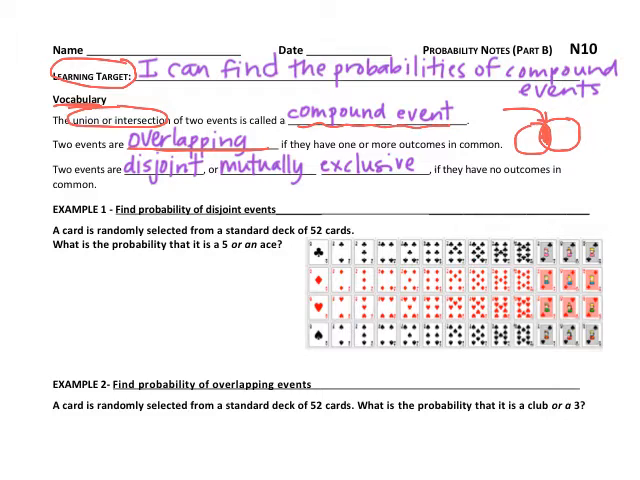And then finally, in our vocabulary section, we want to know what disjoint or mutually exclusive events are. These are two events that have no outcomes in common. So they don't have anything to do with each other. They don't have any commonalities at all. And we are going to take a look at the first example.